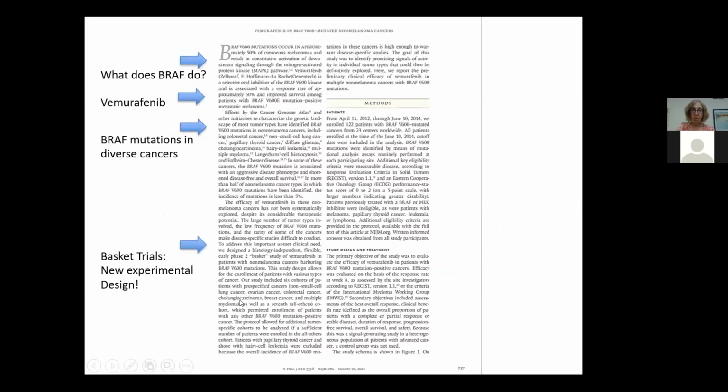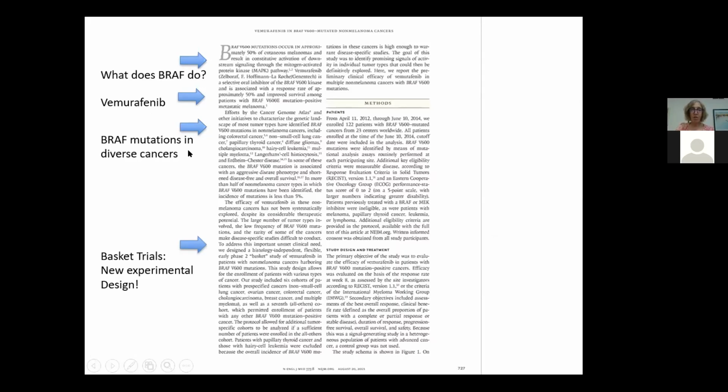Here's the introduction section from the paper itself. It talks about what BRAF does, and the mutations occur in approximately 50% of cutaneous melanomas. And it also talks about it being present in non-melanomas, that their mutations are also present in other cancers. It talks about vemurafenib as a drug, and it's used to treat melanomas with this mutation.